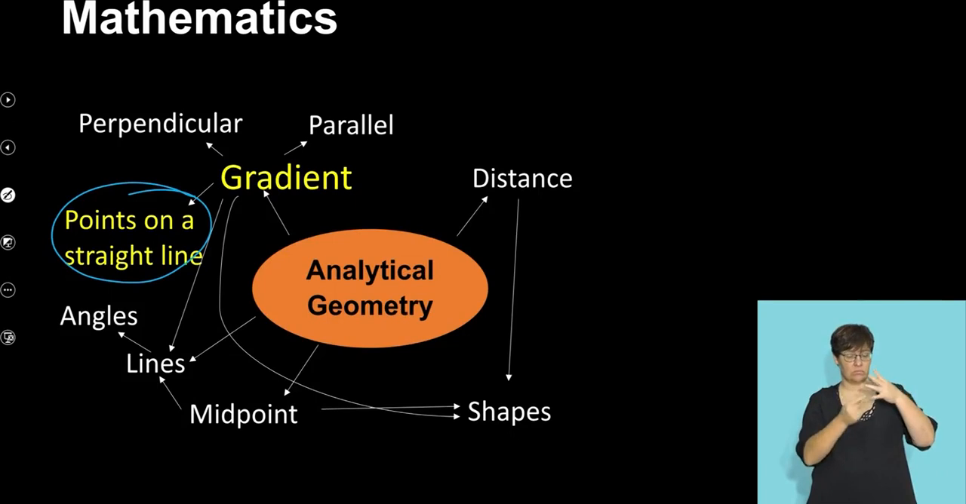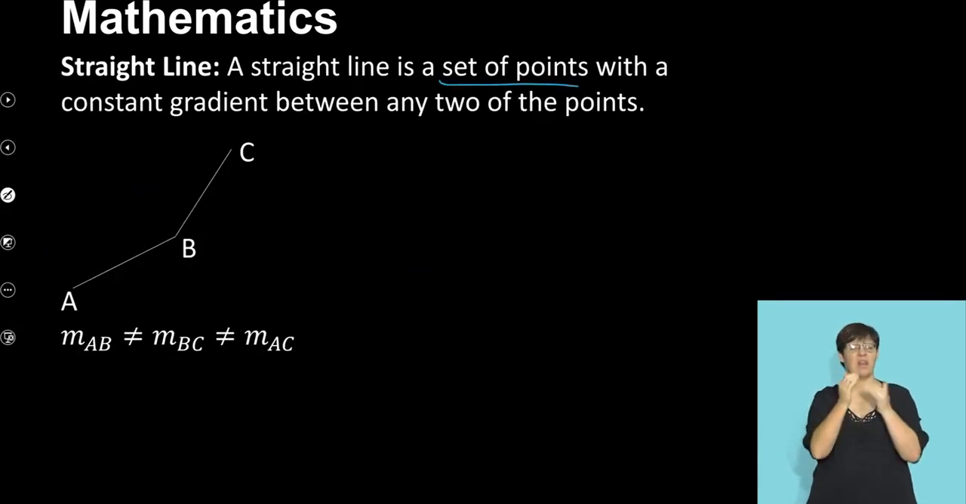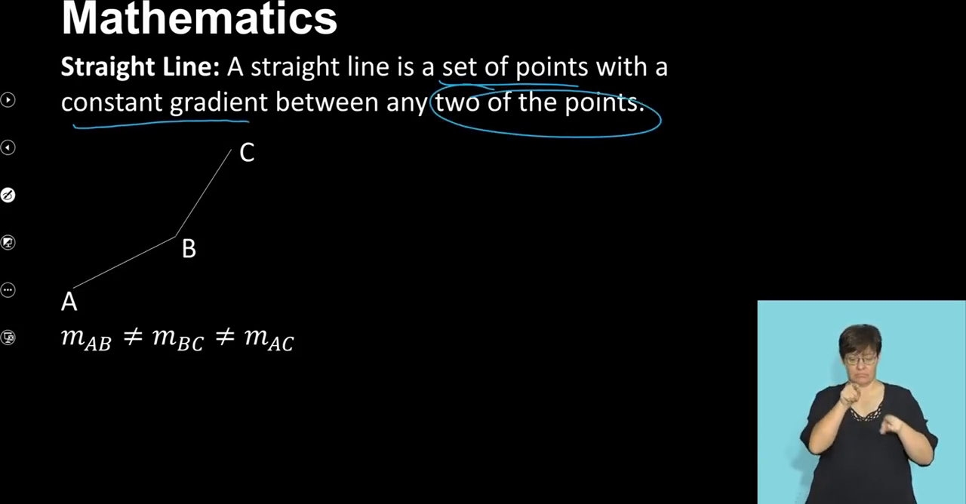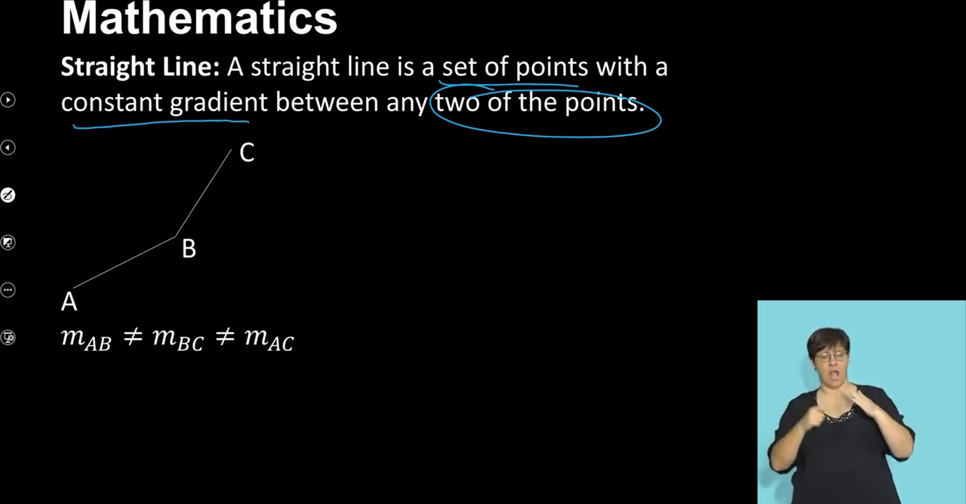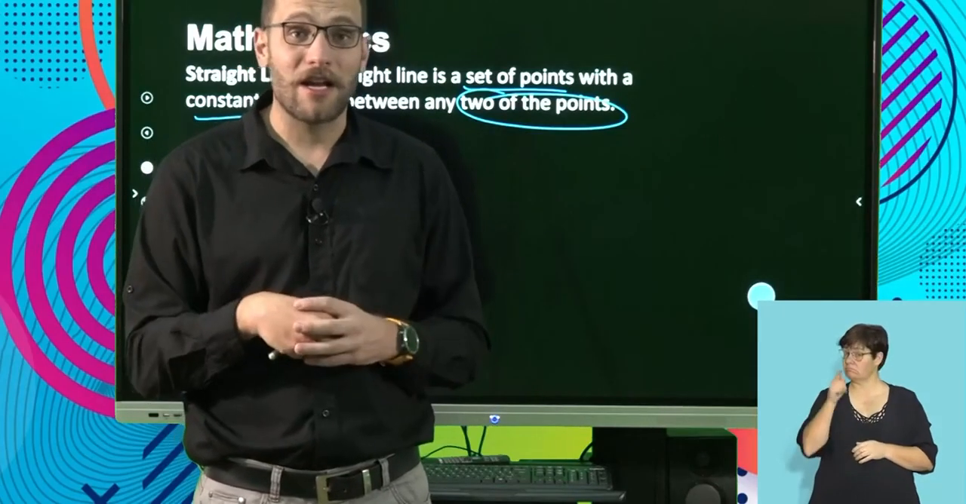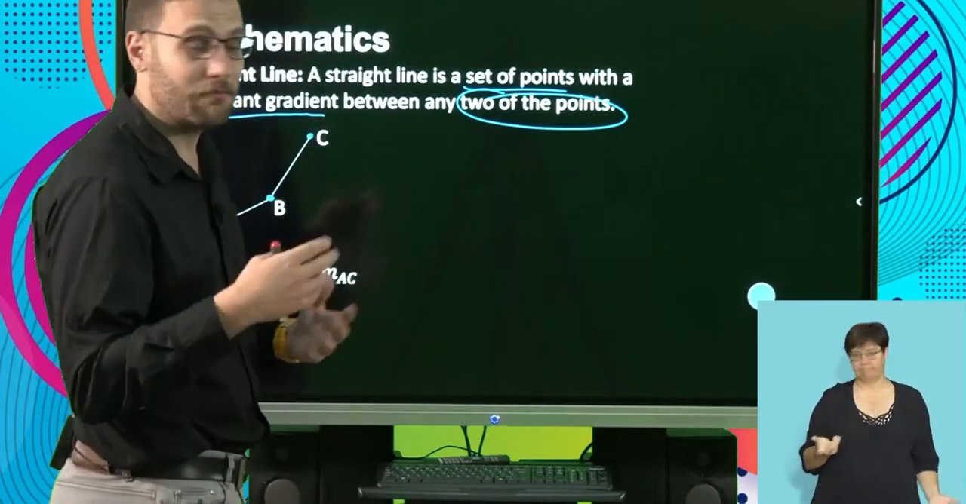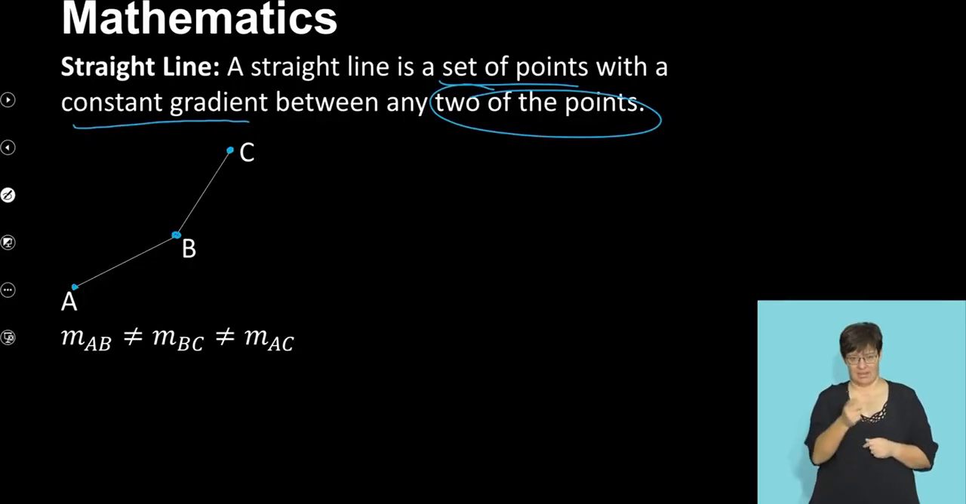Now, the definition of a straight line is a set of points with a constant gradient between any 2 of those points. So here what I've done is I've drawn a line. Here you can see A and B and C. And if I ask you guys, does that look like a straight line? Is it a straight line? Well, obviously it's not. It definitely isn't a straight line.